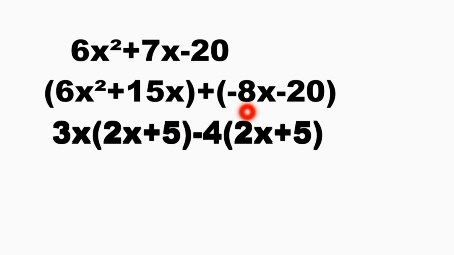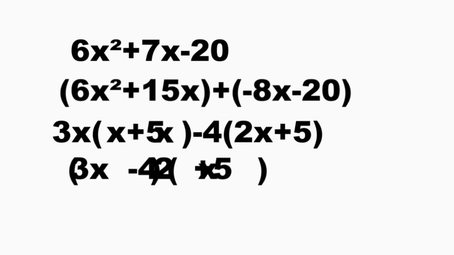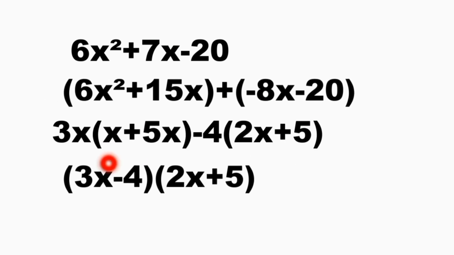We have to factor out negative 4. So negative 8x divided by negative 4 is 2x, and negative 20 divided by negative 4 is 5. So I have a common factor of 2x plus 5. Factor out. The factors of 6x squared plus 7x minus 20 are the quantity 3x minus 4 and 2x plus 5.